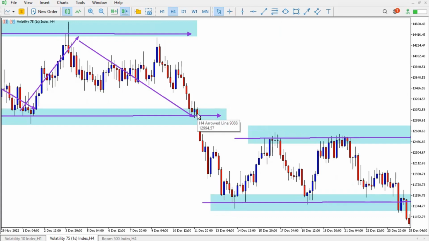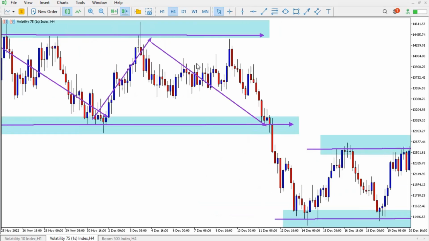When the market comes back to it, that previous demand zone will now turn to a supply zone. So they call it a flip zone. I will tell you what that means. Flip zone. Let me write it here.